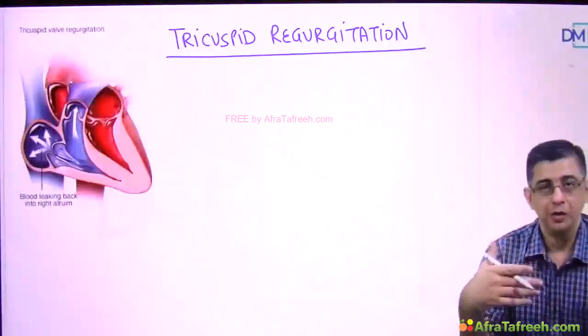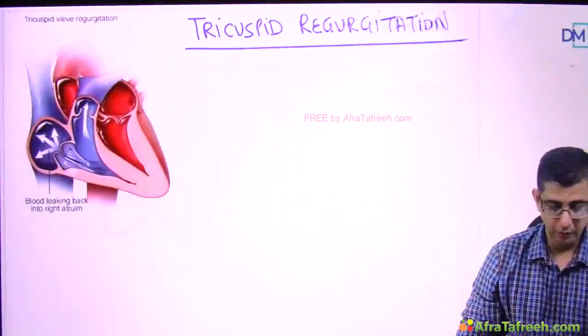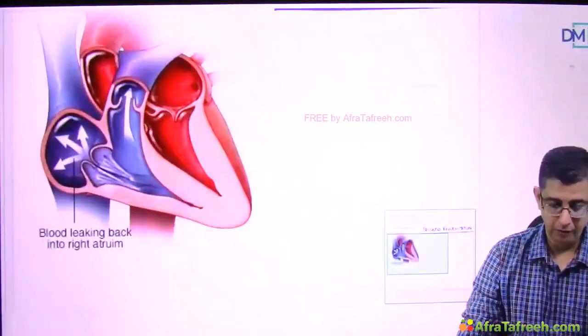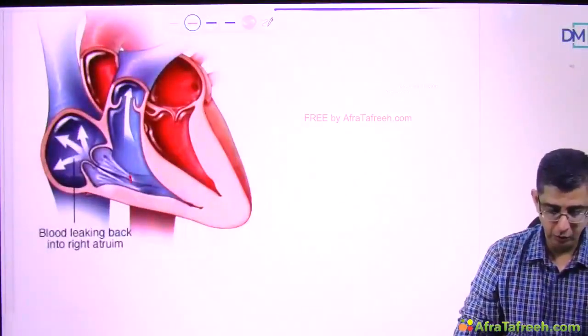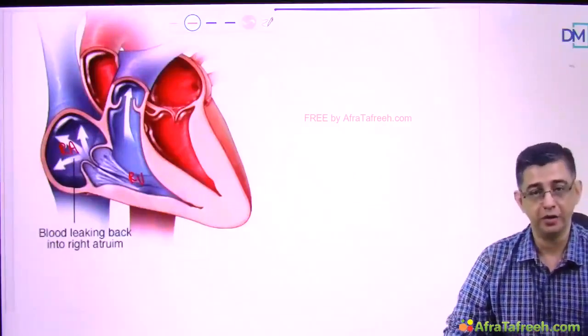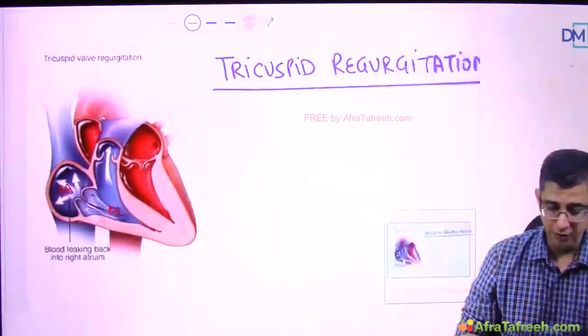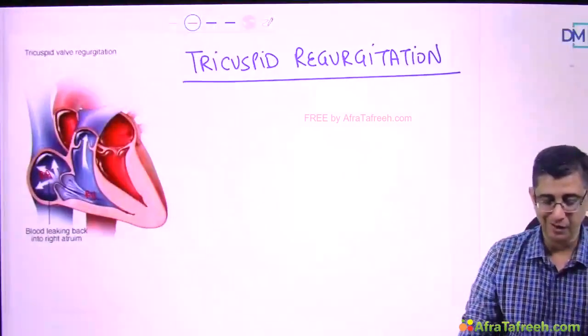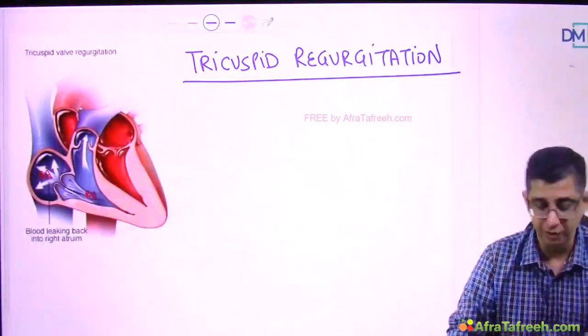Okay, coming to tricuspid regurgitation, as you can see, there would be leakage of blood occurring from the right ventricle into the right atrium of the patient. So this would result in the development of a pansystolic murmur in the patient, like mitral regurgitation. However, the causes for tricuspid regurgitation are starkly different from those of mitral regurgitation.